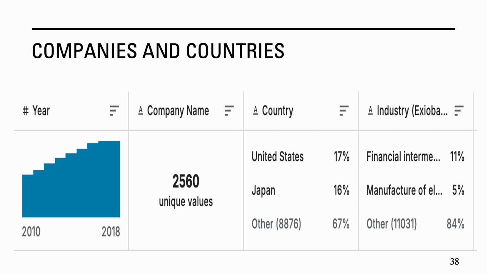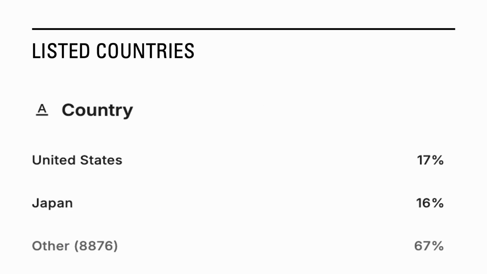Countries: 17% are in the United States, 16% are in Japan, and the industries are represented with financial intermediate of 11% and manufacture of electricity 5%. Listed countries are the United States at 17%, Japan at 6%.